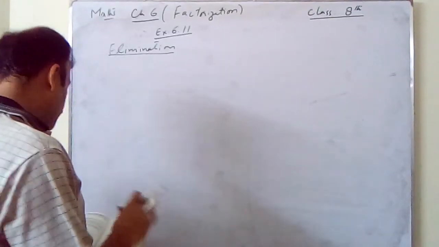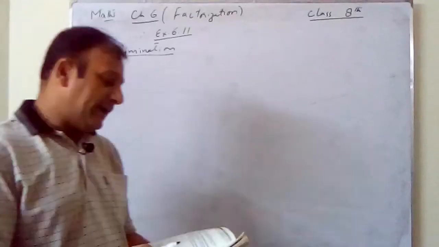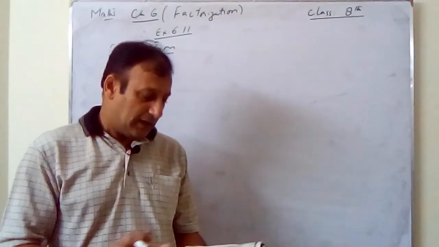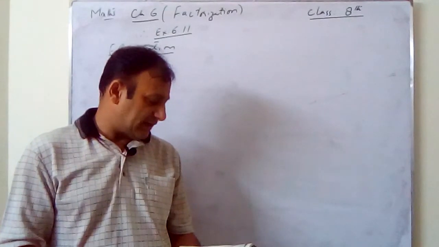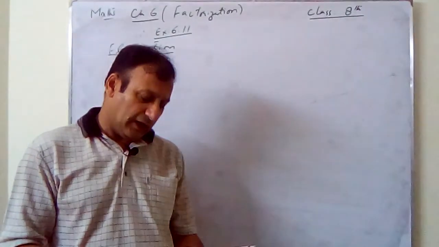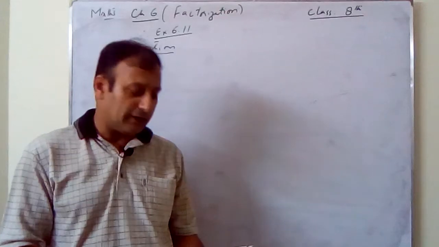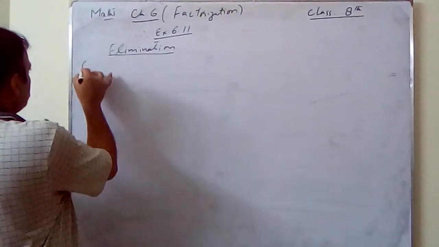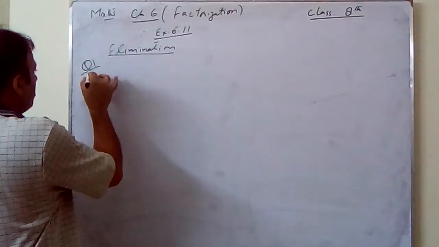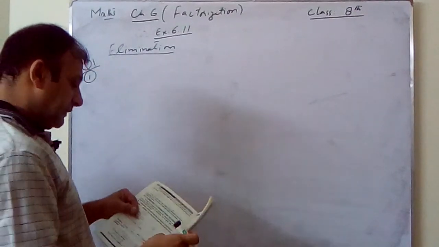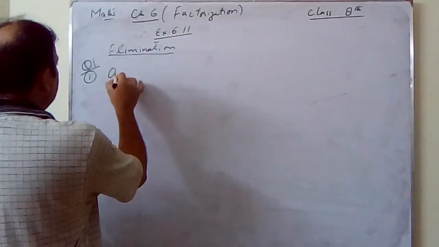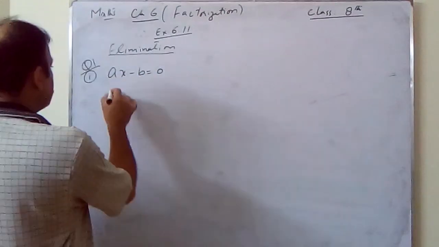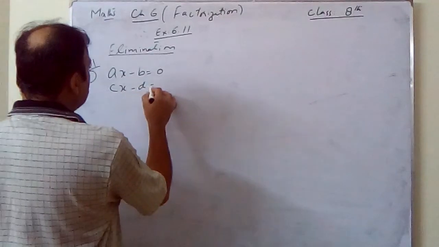In this he is saying eliminate x from the following equations by substitution method. Substitution method is given in your book in this exercise 6.11. By substitution method, question number 1, part 1: ax minus b is equal to 0 and cx minus d is equal to 0.